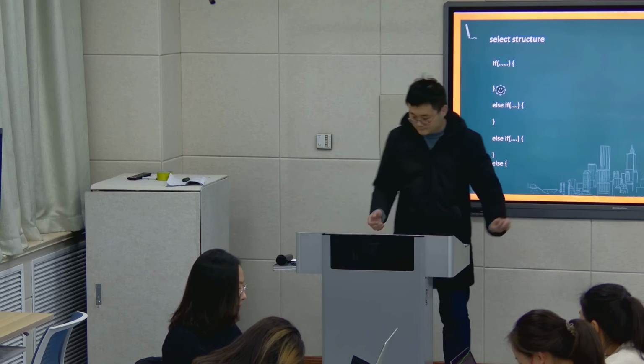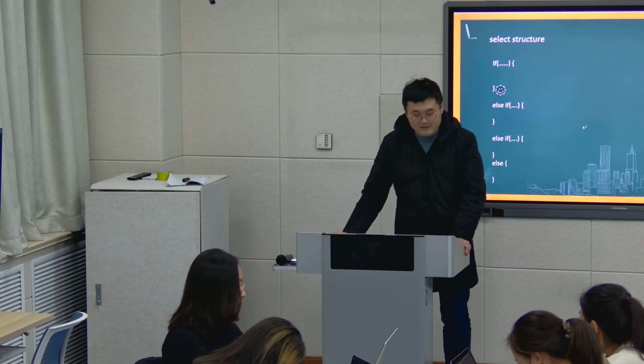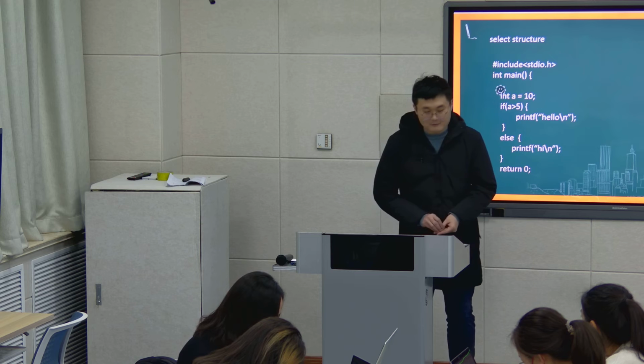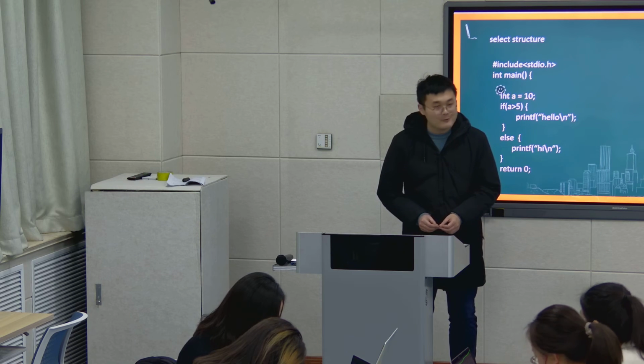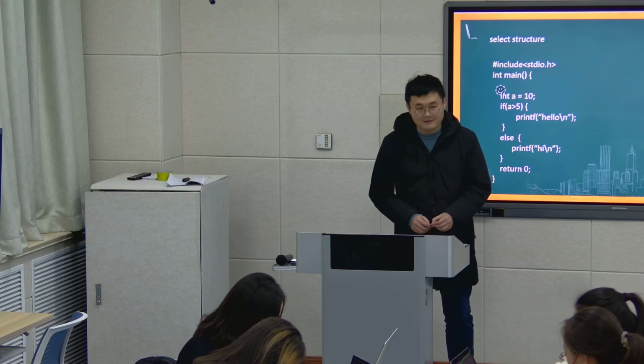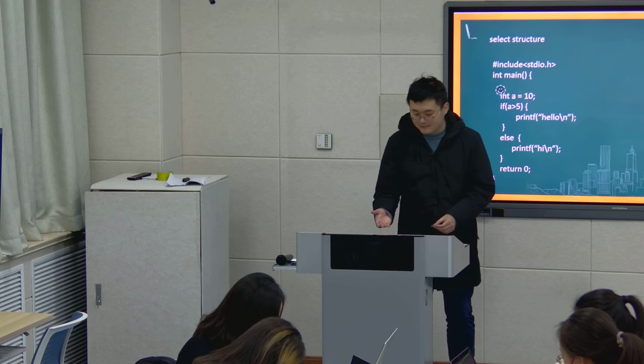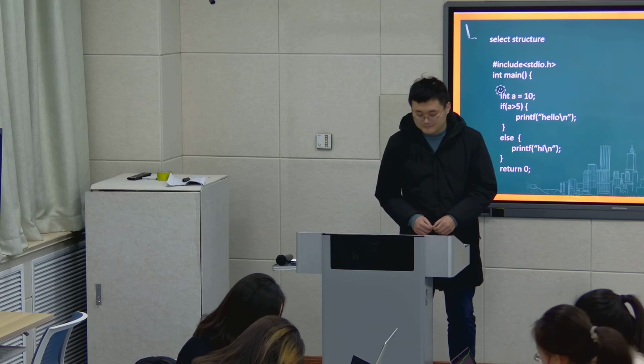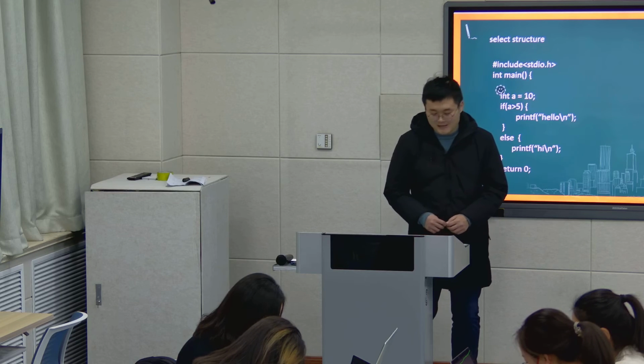So here is the brief theory. So let's see the real program. Here you can see we define a variable a equals 10, right? And it outputs hello, right? And so why does it output hello?